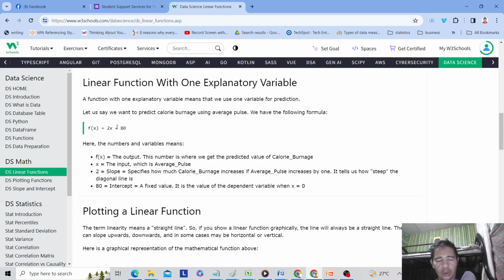2, the slope, specifies how much calorie burnage increases if average pulse increases by 1. It tells us how steep the diagonal line is. 80 is equal to the intercept, a fixed value. It is the value of the dependent variable when x is 0.